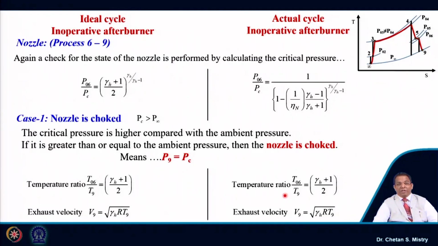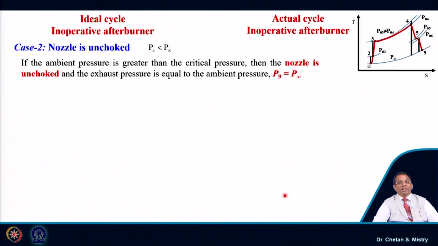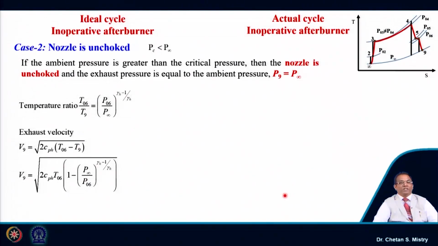So, maybe just try to write down the correlation where the nozzle is under unchoke condition. Let us see. When I consider my nozzle is in unchoke condition, that means my critical pressure is lower than the atmospheric pressure. Under that condition, I need to consider P9 equal to P infinity. If we put that correlation, we are able to calculate our temperature, and we can calculate the exit velocity based on this correlation.